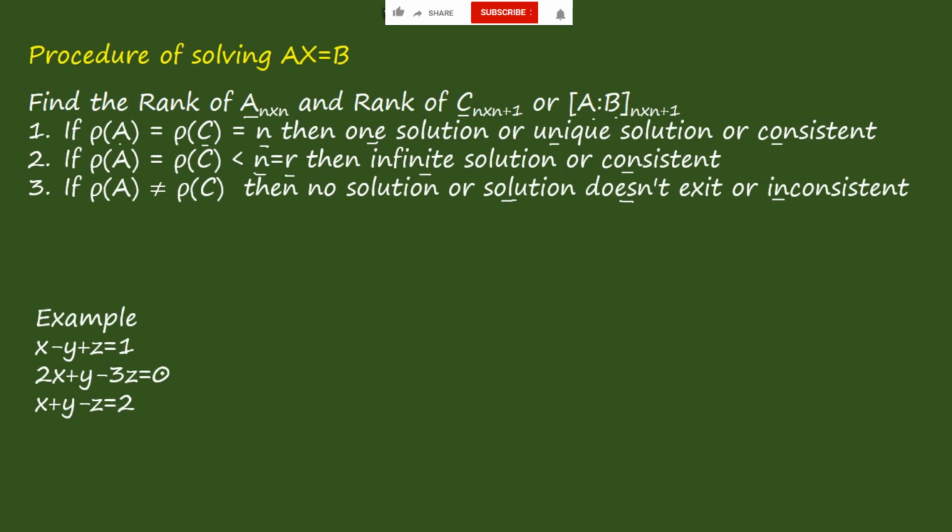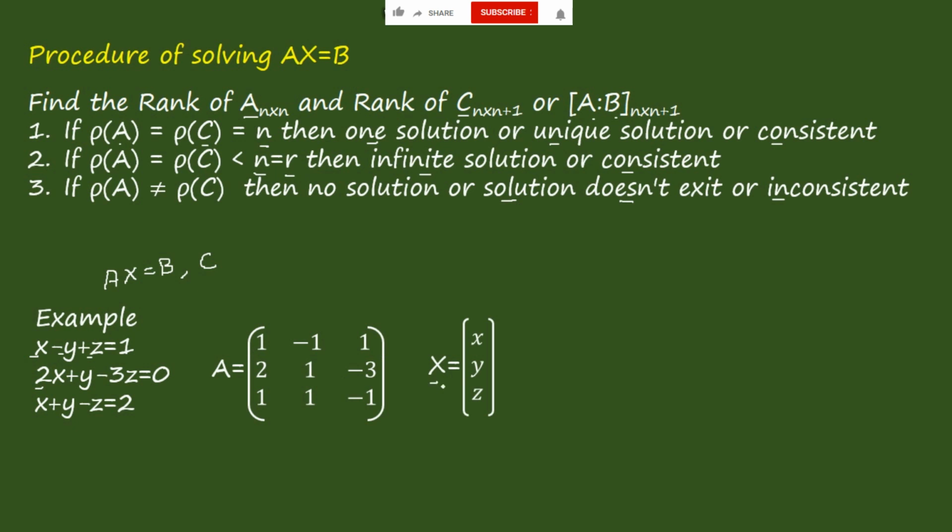Now if you consider an example here, three non-homogeneous equations are given. How to write the value of A, X, which is equal to B, and how to write the value of C? Let us look at it. A is nothing but the constant terms of the variables written in the form of rows. It becomes 1, minus 1, 1. The second equation: 2, 1, minus 3. The third equation: 1, 1, minus 1. Coming to X, the X matrix is the unknown variables X, Y, and Z. And B is the values that we get from the equations: 1, 0, and 2.